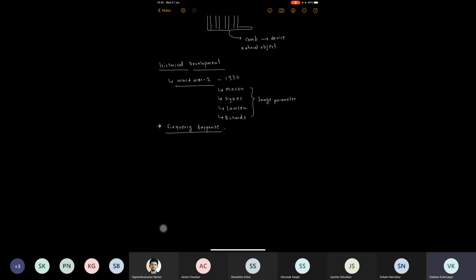So frequency response. What do you mean by frequency response? As you already know, the low frequency amplifier frequency response you already studied in your second year, right? You plotted the amplifier frequency response from some frequency to certain frequency. In the same way, we are dealing with high frequency, normally ranging in the RF level, up to several gigahertz also.